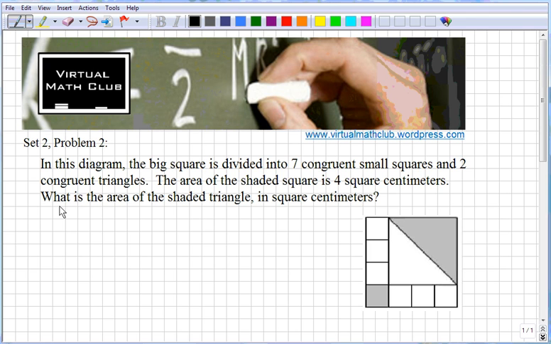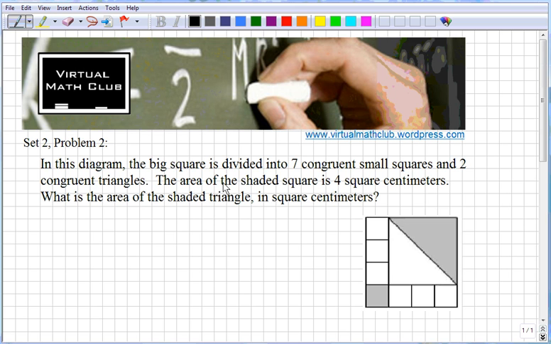Alright, problem number 2. Problem number 2 says that in this diagram, the big square, which is this whole thing here, is divided into 7 congruent small squares. So you have 1, 2, 3, 4, 5, 6, 7, and 2 congruent triangles. So here we have 2 triangles.